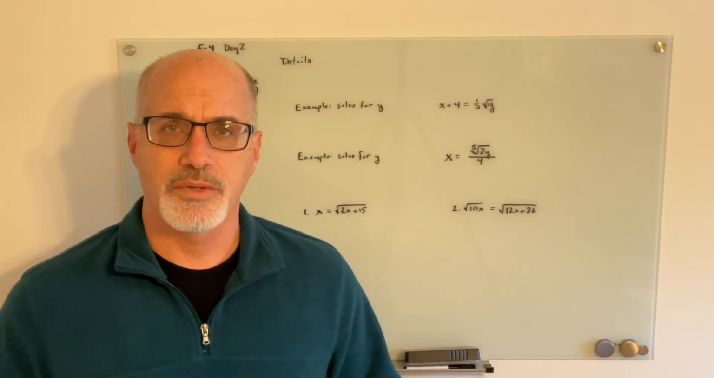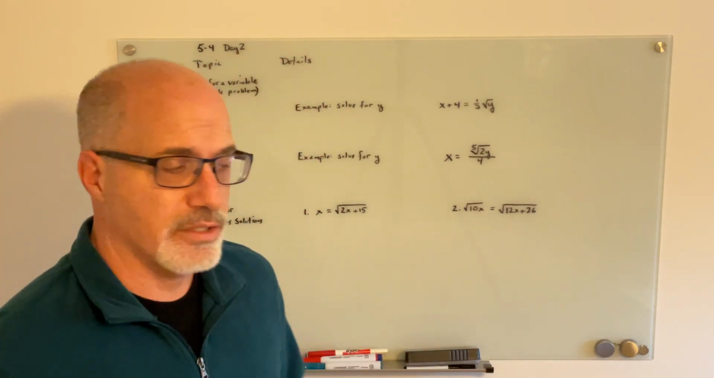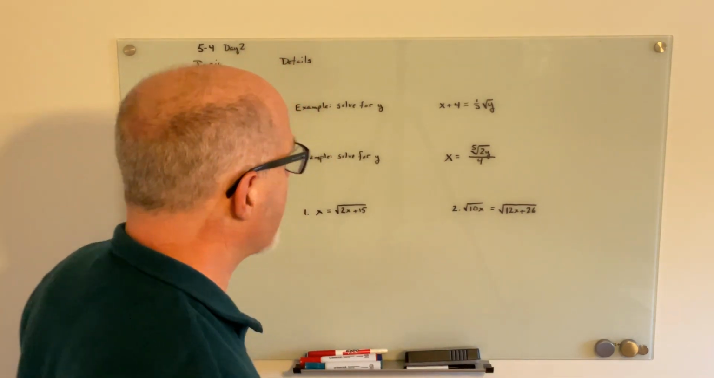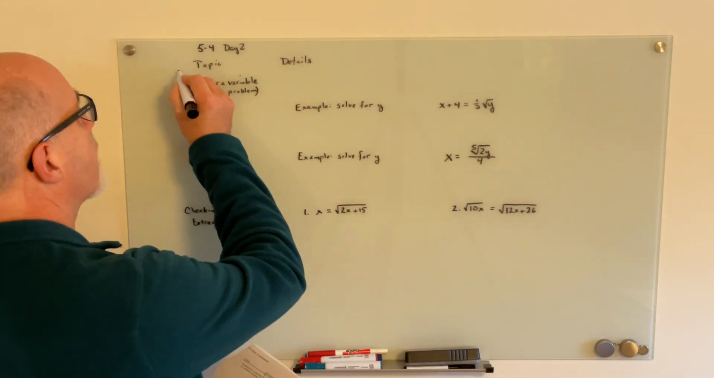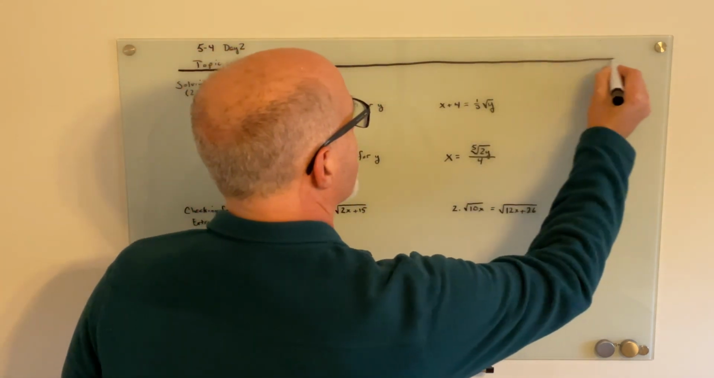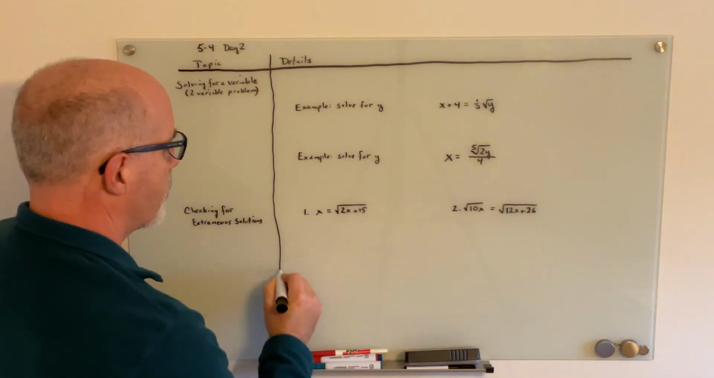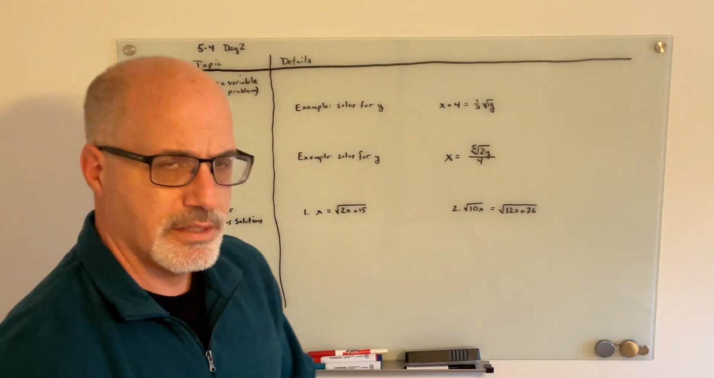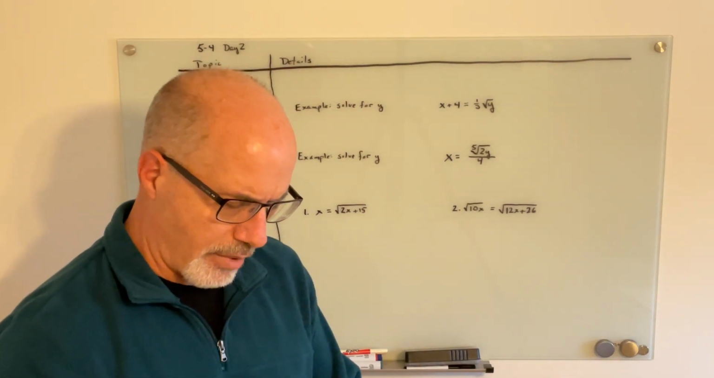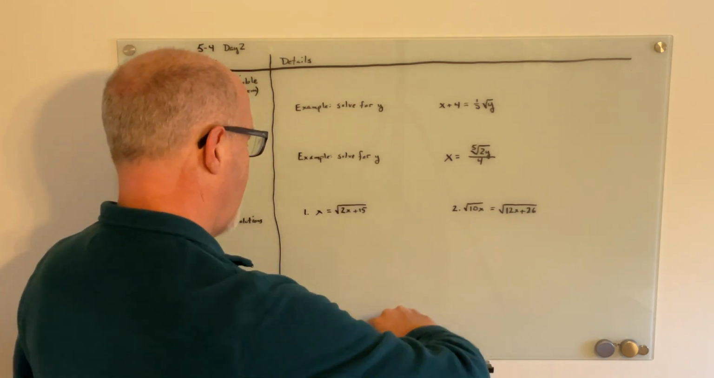This is the lesson notes for day 2 of 5-4, which is solving radical equations. First thing is take your note sheet, please, and draw in the line underneath, topic and details, and the line down here, since this is a 2-column note section, just to set it up properly. Now let's go ahead and do these types of problems.